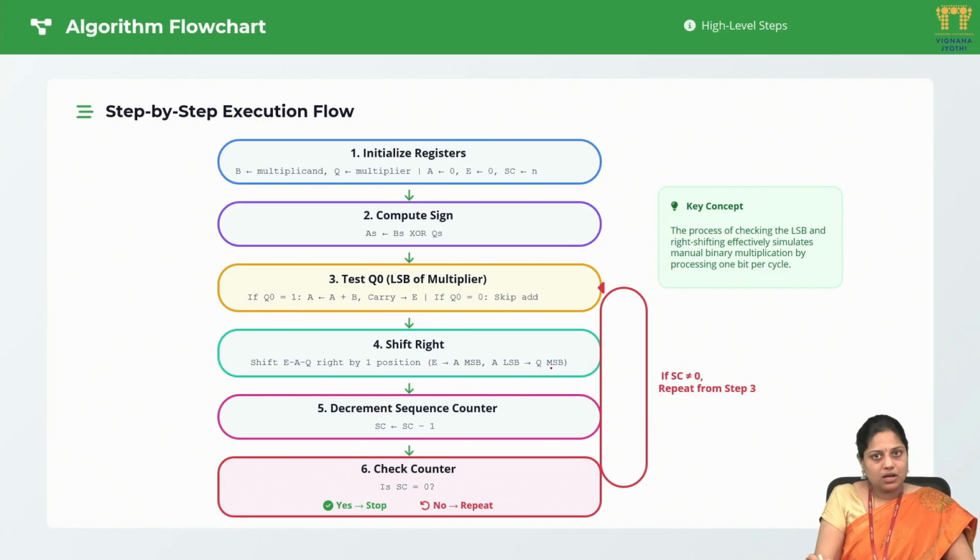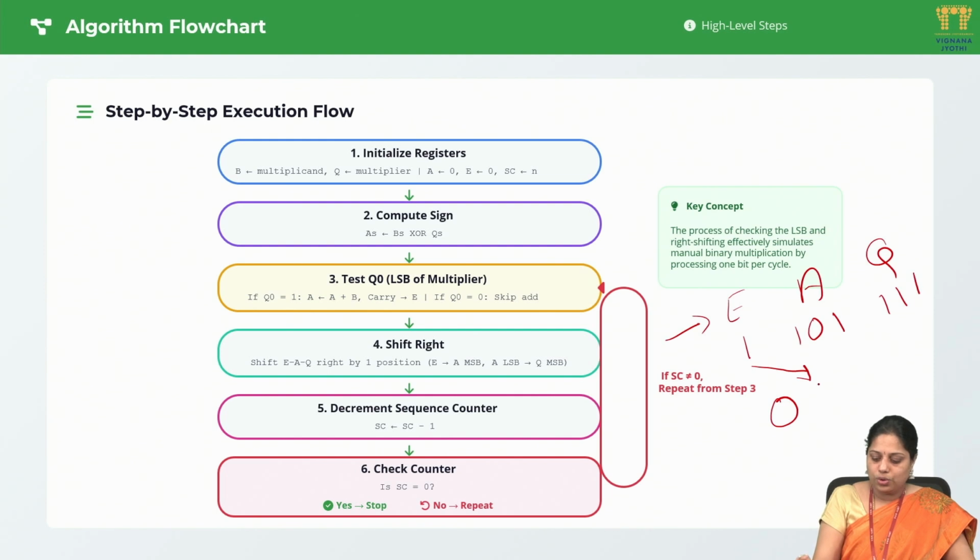For example, suppose the value of E is 1, the value of A is 1, 0, 1, and the value of Q is 1, 1, 1. Now if you perform a right shift operation on E, A, Q, E becomes 0, and the E value is shifted into A, so A becomes 1, 1, 0. Next, this is pushed into Q, which becomes 1, 1, 1, and the rightmost bit, that is the Q0 bit, is discarded. So this is a right shift operation on E, A and Q.